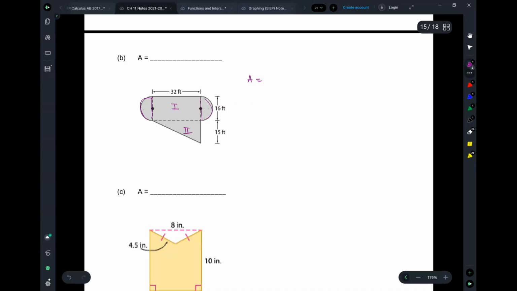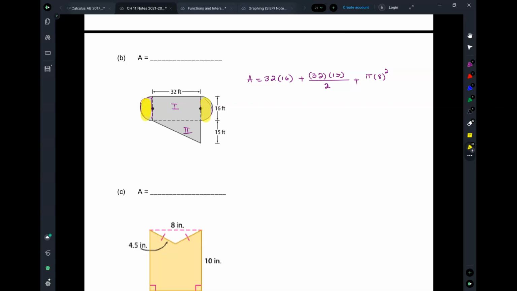Okay, so the area is, let's start with the rectangle, 32 times 16, plus, how do I find the area of the triangle? Right, 32 times 15 divided by 2, plus pi, what's the radius? 8 squared. So when you can combine two half shapes to make one, you should do that. Okay, good. So all that, I believe, is 953.1.